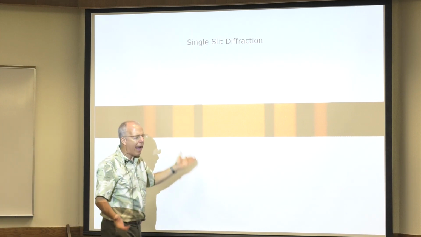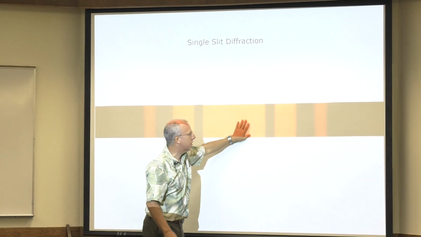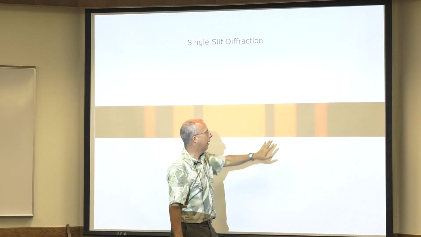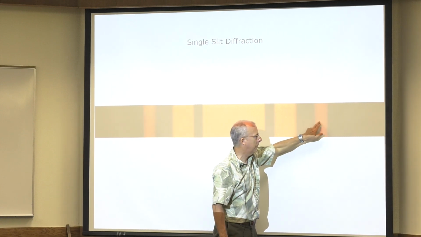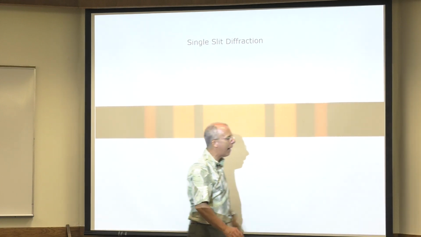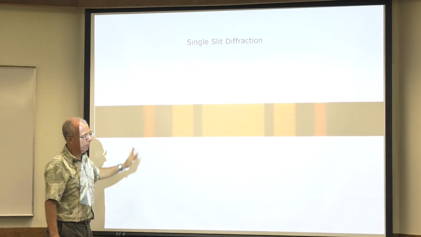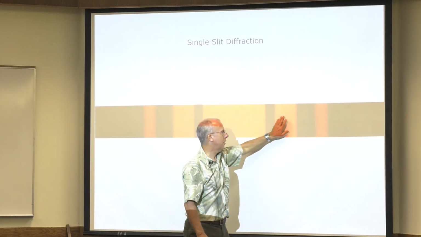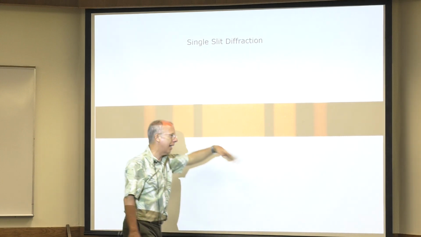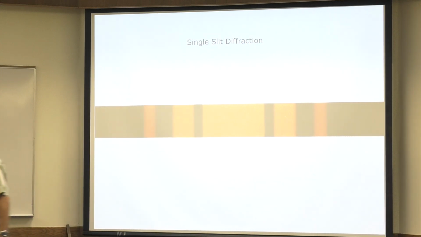So you see a pattern, right? You see the central max, then you have no light, then the secondary max and no light, third max and no light. Now, by the way, this is really sort of fake. This is really, really tons brighter than this, and this is brighter than that, okay? But they just kind of do it like that so you can see it. So it's called single slit diffraction.